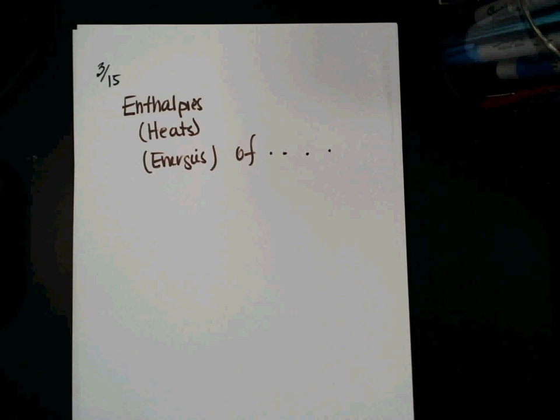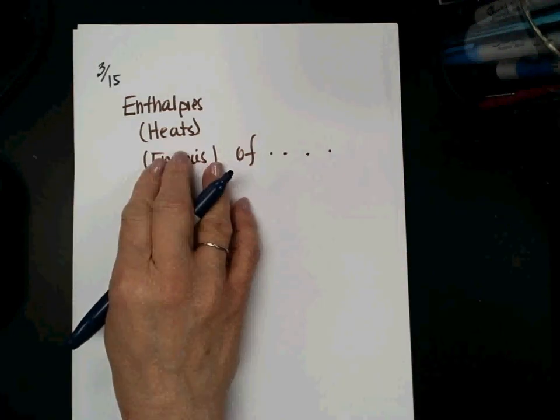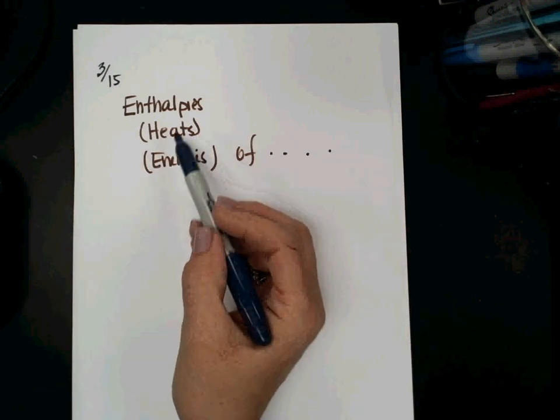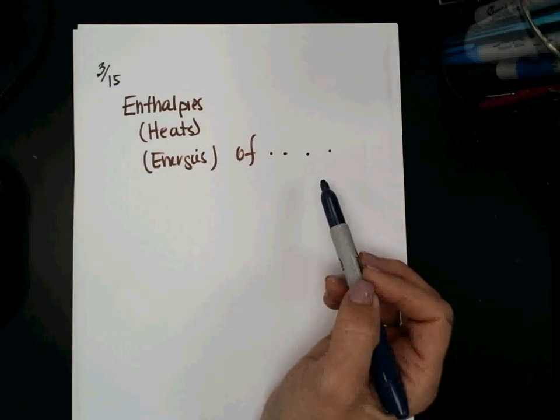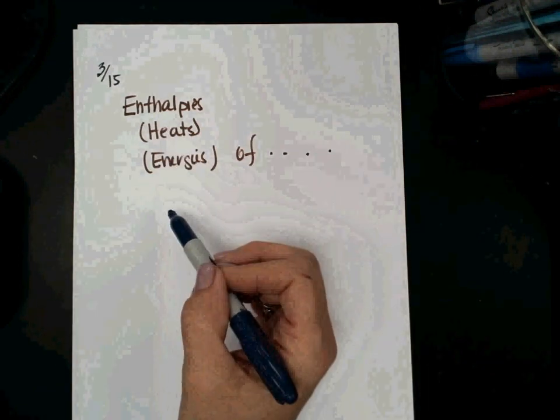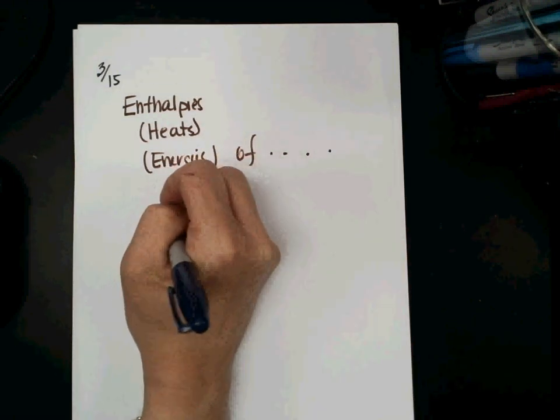Okay, so what we go over today will allow you then to break back into lab groups and do those little bit of calculations that we talked about that we couldn't do as we collected our data. So when we look at these things, we can call them enthalpies, heats, or energies of. Whenever I'm talking about these things, I use the symbol delta H.